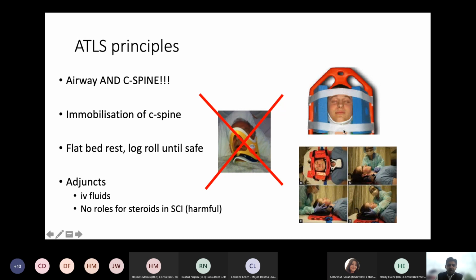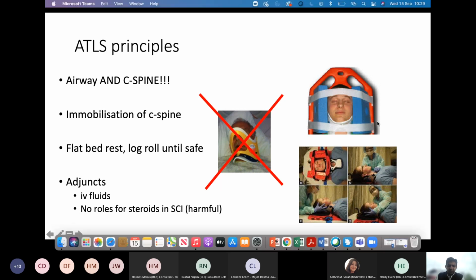They'll come in on a board. They'll have tapes around them as well. You can see here how nicely the blocks and the collar are all positioned. And this is just a little bit about how to handle the head, just to keep it nice and still and in line. So immobilize the C-spine, keep them on flat bed rest and log roll until you're safe.